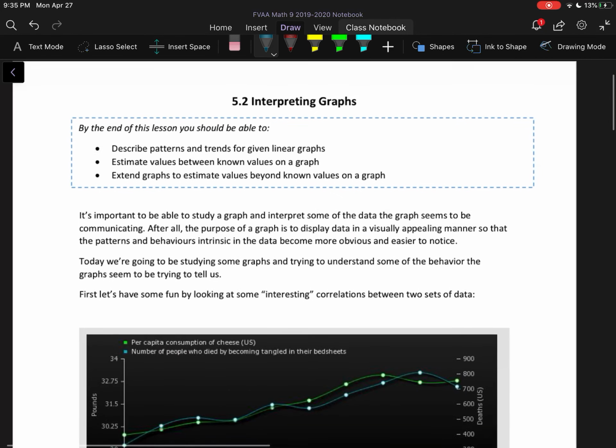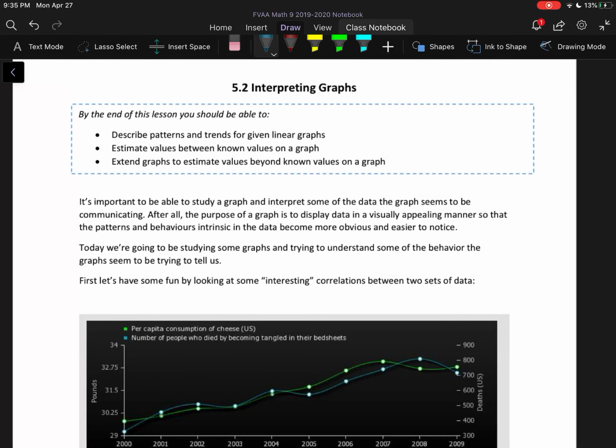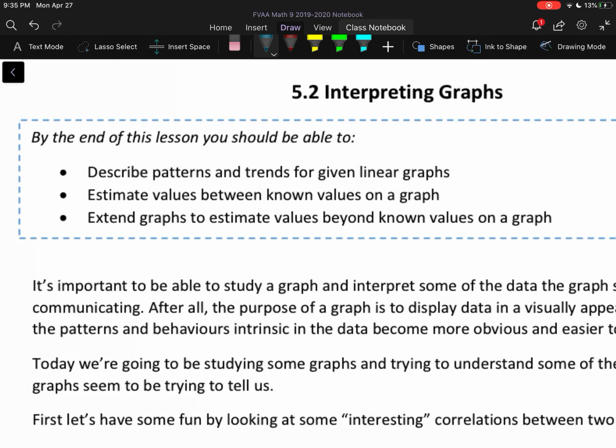We are on Chapter 5, looking at linear graphs. And today specifically, we're going to be looking at interpreting graphs. So by the end of this lesson, you should be able to describe patterns and trends for a given linear graph, estimate values between known values, and extend graphs to estimate values beyond known values on the graph.